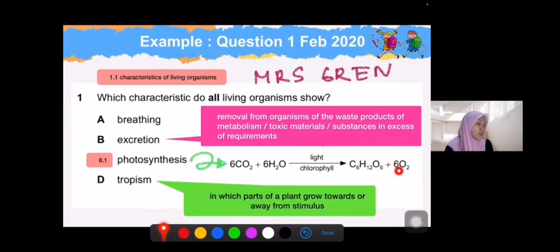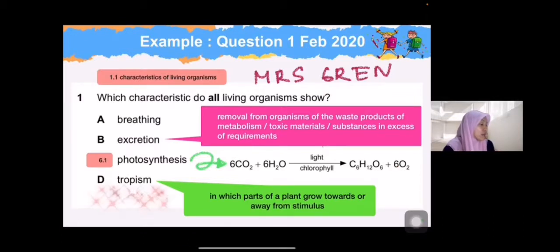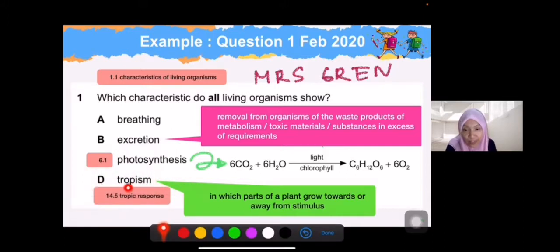Alright. Next, we have one more below, that is tropism. Tropism has its own definition. So go to 14.5 tropic response in your syllabus and check the definition. Tropism is the growth of part of a plant towards or away from a stimulus. This is the definition.